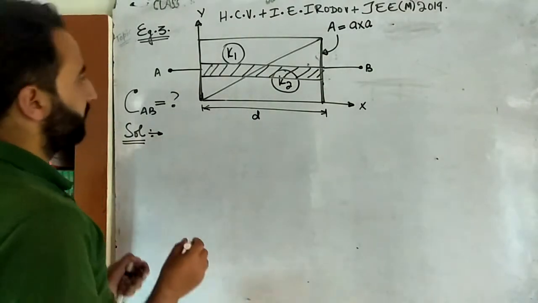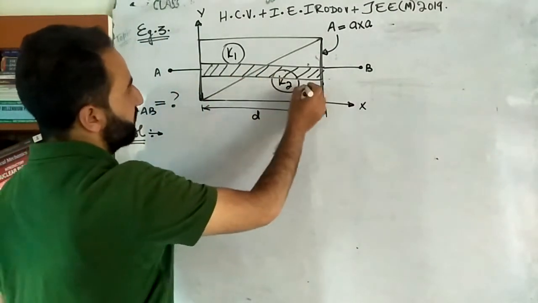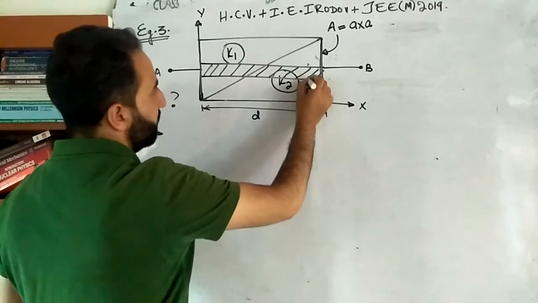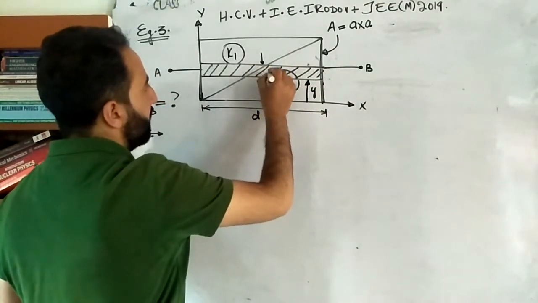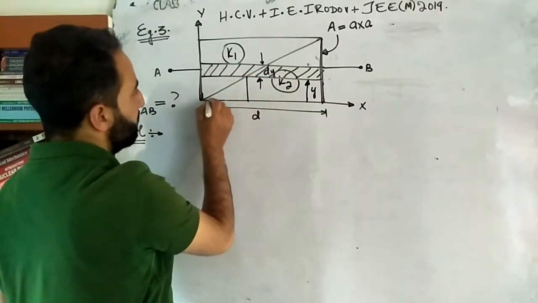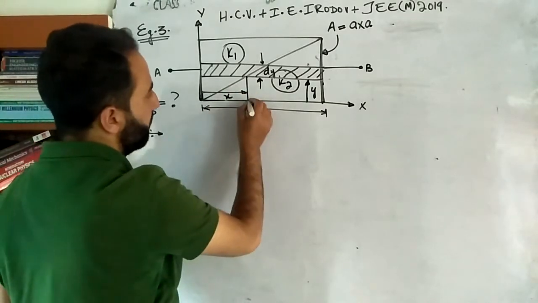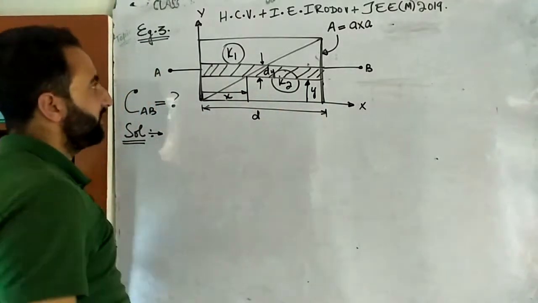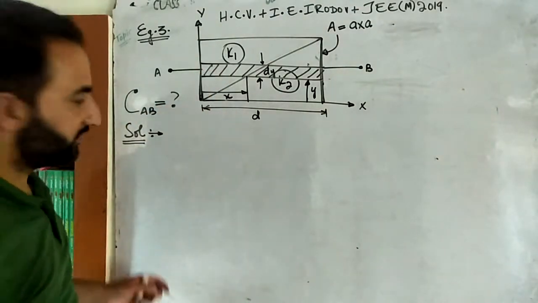Now what we'll assume is this. Suppose this element is at a distance of y from here, and its width is dy. Suppose the distance from here to here is x. So obviously from here to here it will be d minus x. So let's calculate the capacitance of this.